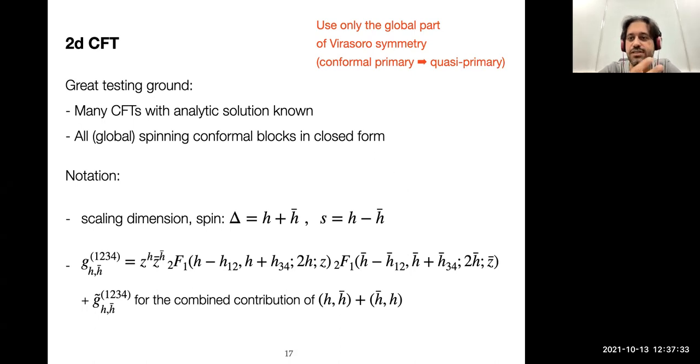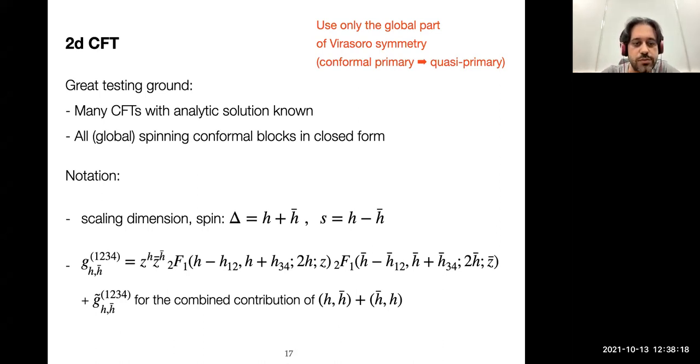So we asked, what is the context where we know lots of data, where we know lots of exact analytic solutions? Two dimensions. We also know all the spinning conformal blocks there in analytic form. There's a nice paper by Hugh Osborne, who I think first got the general expressions for this. So this is a perfect place where you can calibrate. On the other hand, we don't want to use special features of two dimensions. So we don't want to use the Virasoro symmetry, and we're only going to use quasi-primaries, so only the global part of the conformal group.